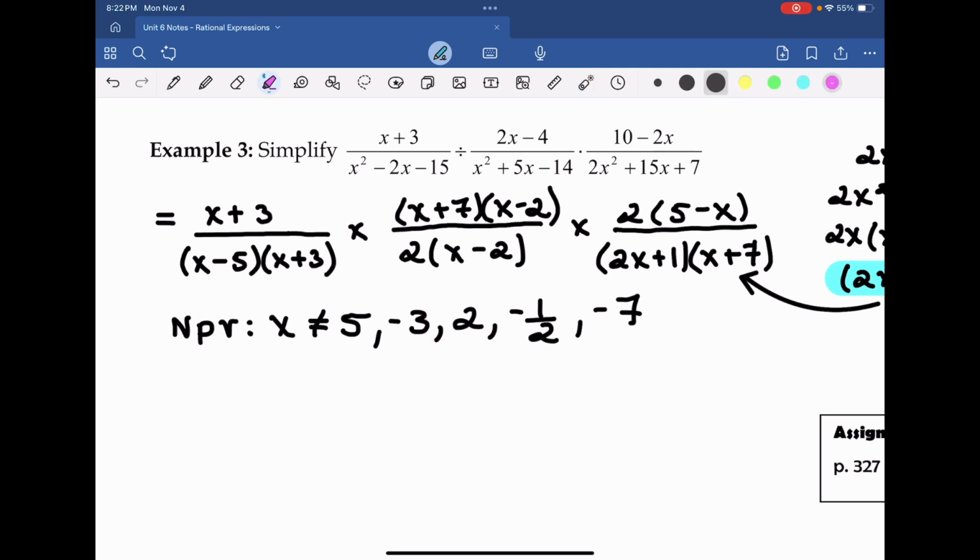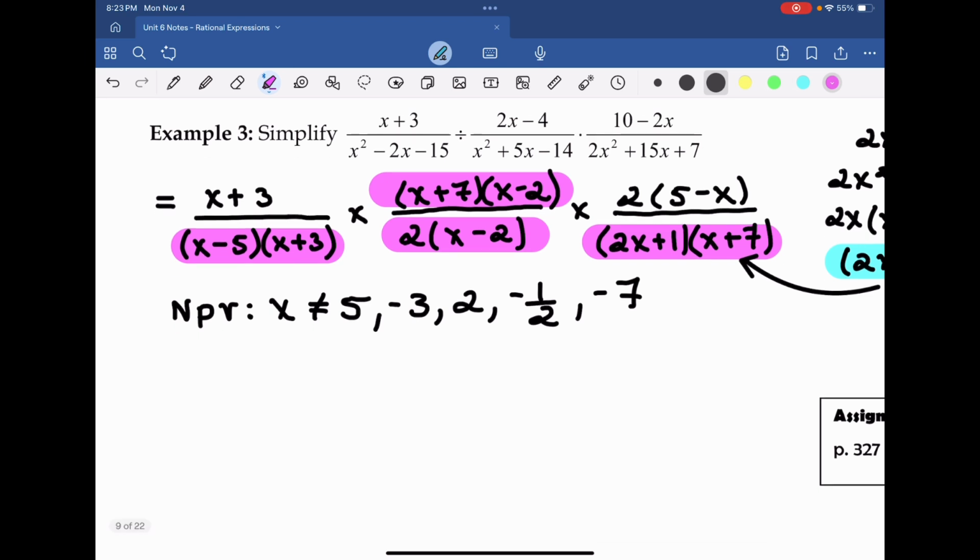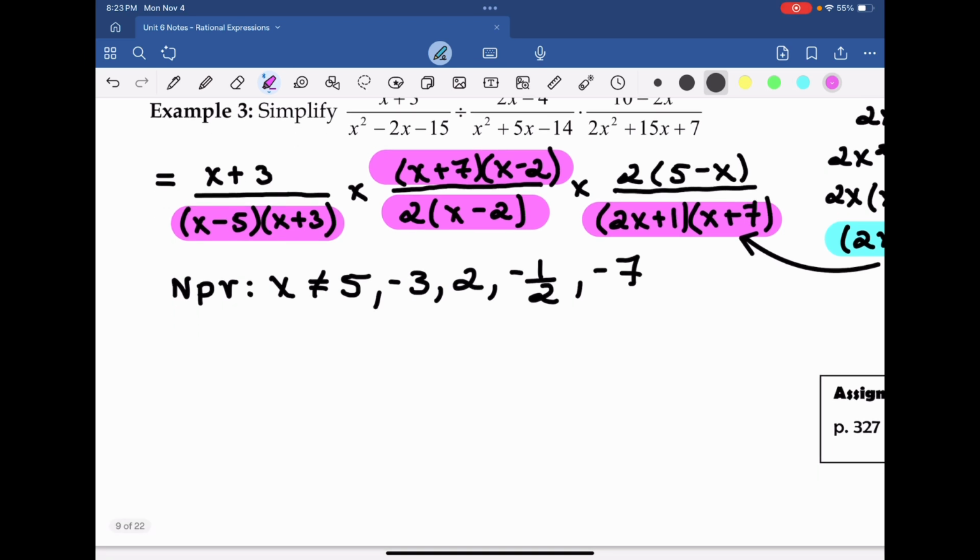And you know what I'm even going to do? I'm going to highlight these in purple to indicate that these are the ones that we had to pull the NPVs from, just as a way to make sure that we have captured all of them here. Perfect. So now we have our NPVs. Let's see if we can do some cancellation.